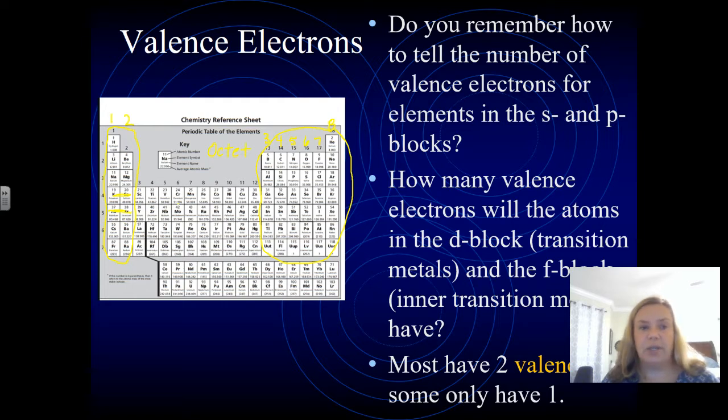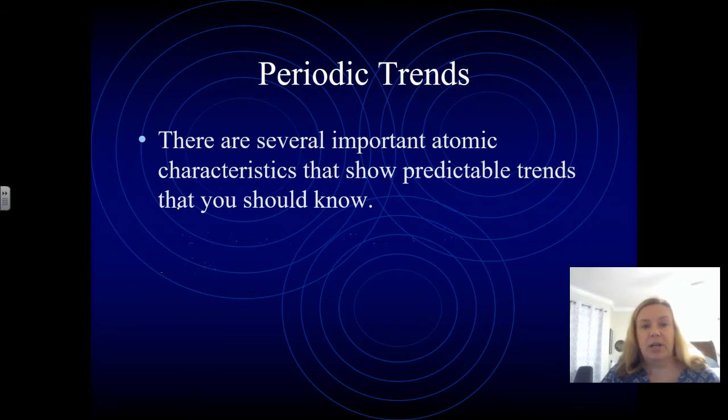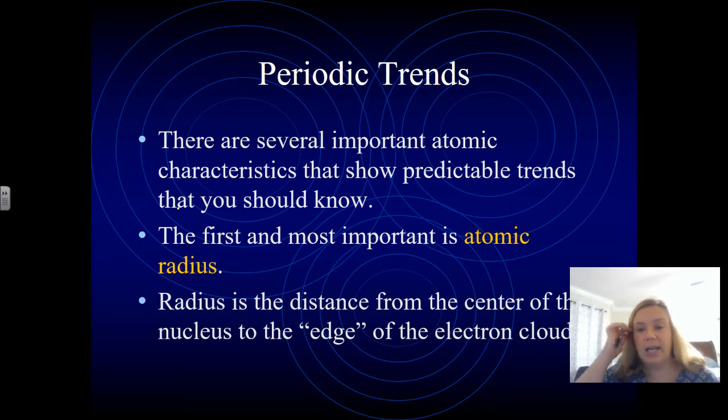Sometimes you'll only have 1 because sometimes you'll have that situation where a d orbital with higher energy will steal an electron out of your s orbital. So it'll just be 1 electron. And sometimes that does happen, and it's not uncommon. With these periodic trends, there are several important atomic characteristics that show these trends that we should know. And the first and most important is atomic radius, and it tells us basically the size of the atom.